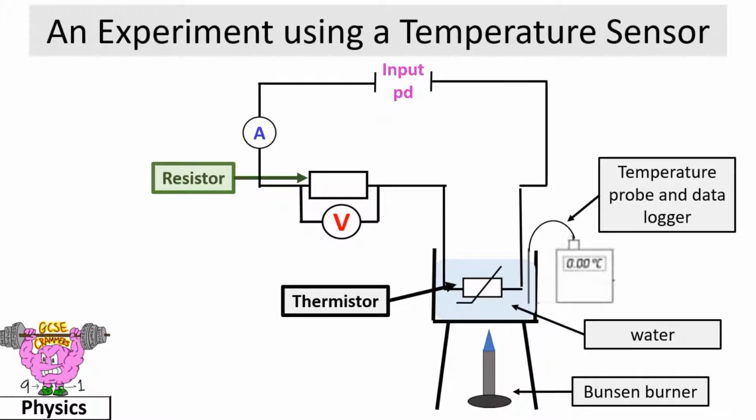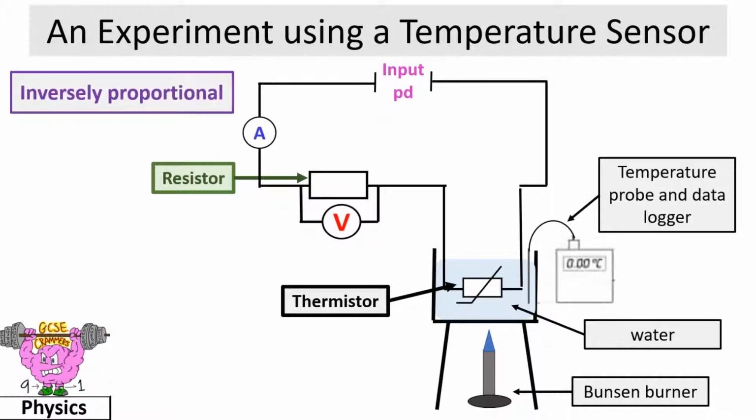You will need to understand and be able to explain what happens to the resistance, current, and potential difference in a temperature sensor circuit. Quick recap on what we know to help us answer this question. Current, potential difference and resistance of a thermistor, a non-ohmic conductor, are inversely proportional. This means when one variable increases, the other decreases.